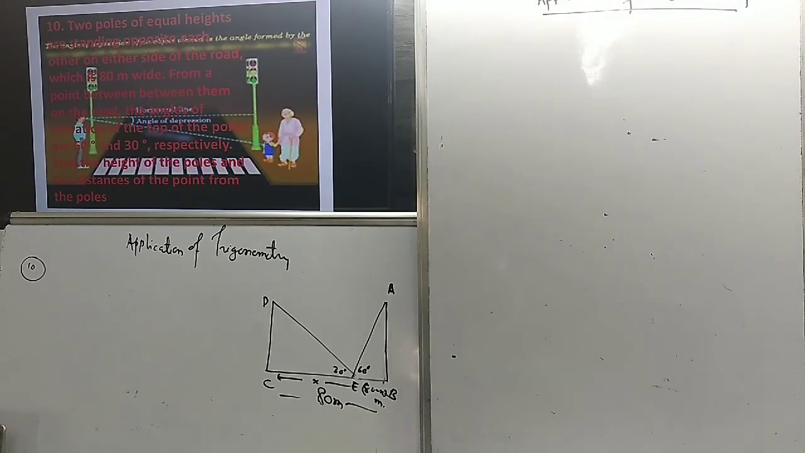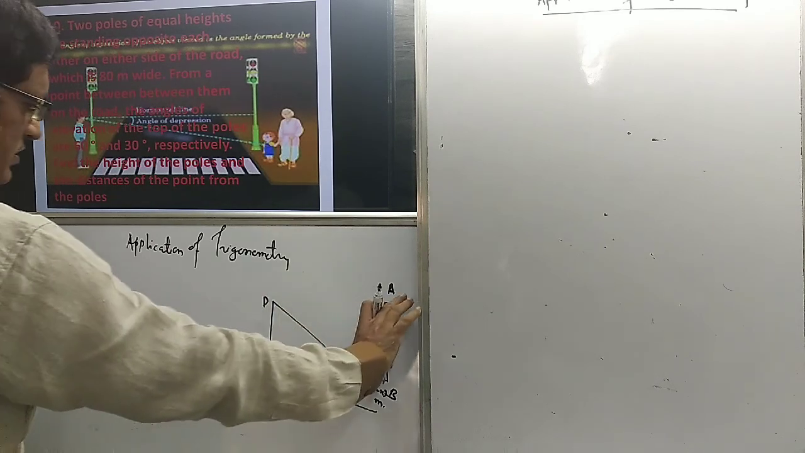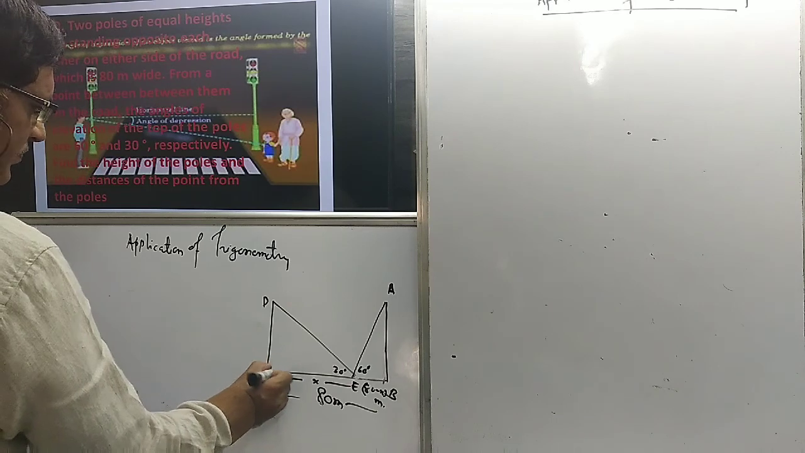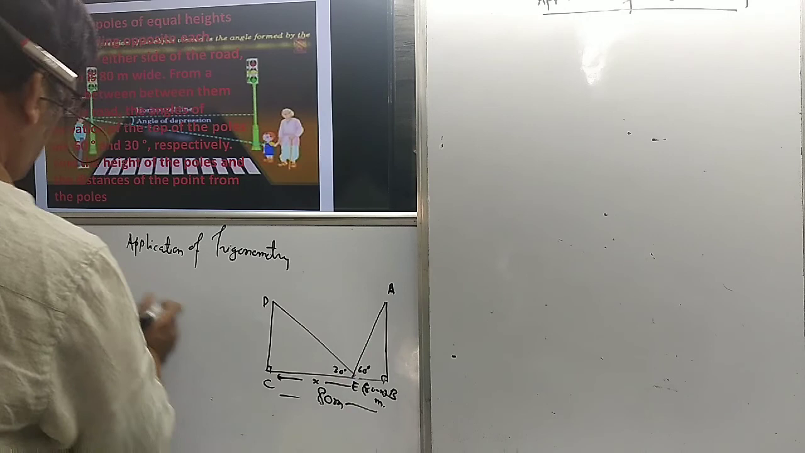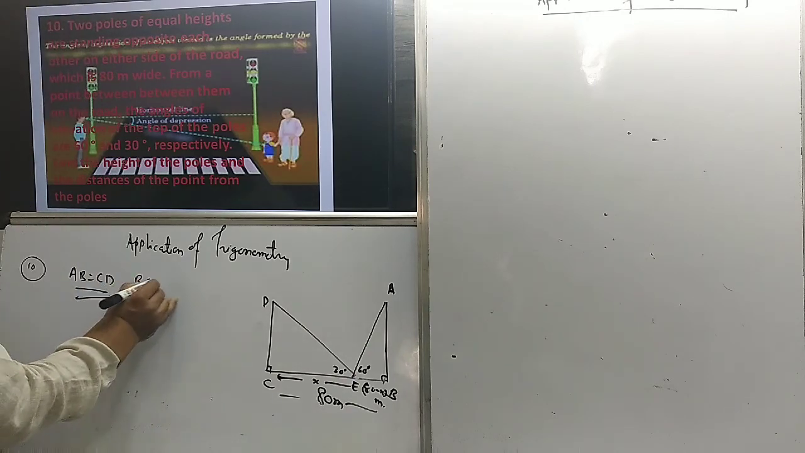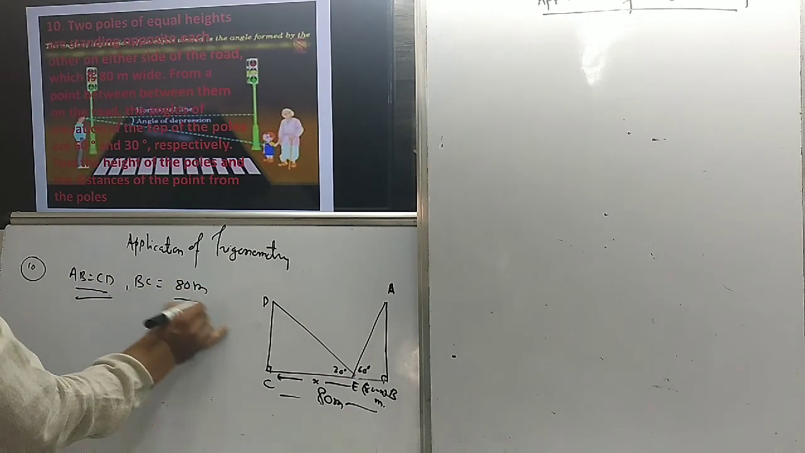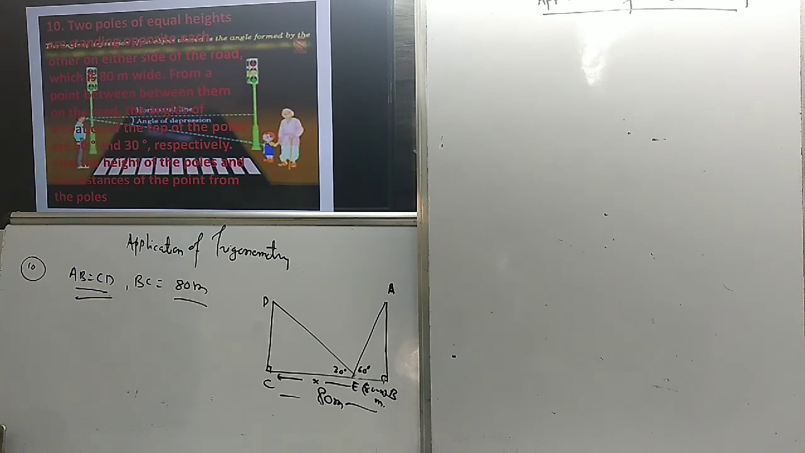Now let us see what is given in problem number 10. Two poles of equal heights. Let us say these two poles are of equal heights, AB equal to CD. They are standing opposite to each other on either side of the road. This is the width of the road, BC, that is, an 80 meter wide road is given.